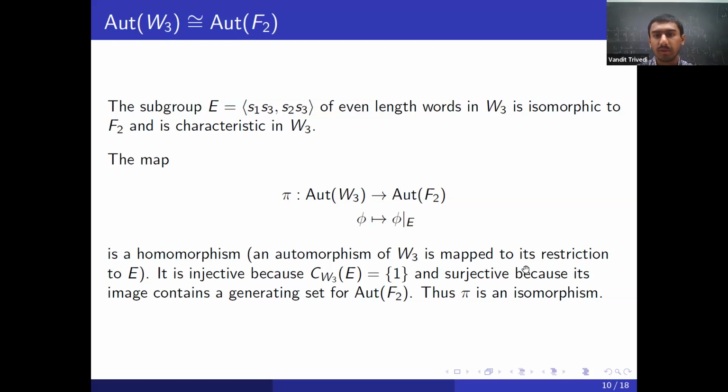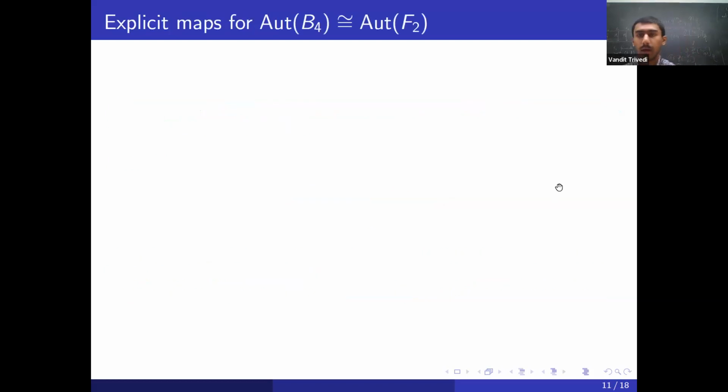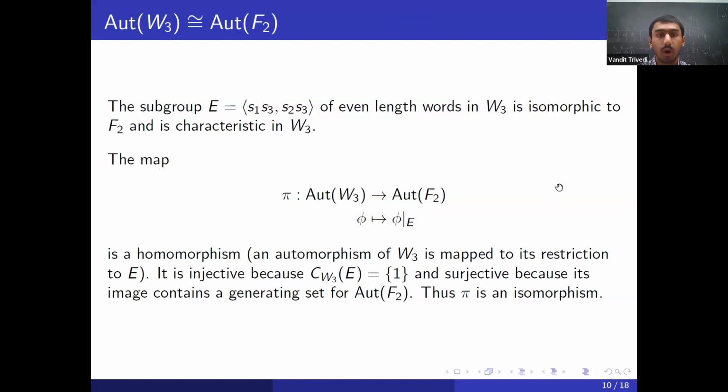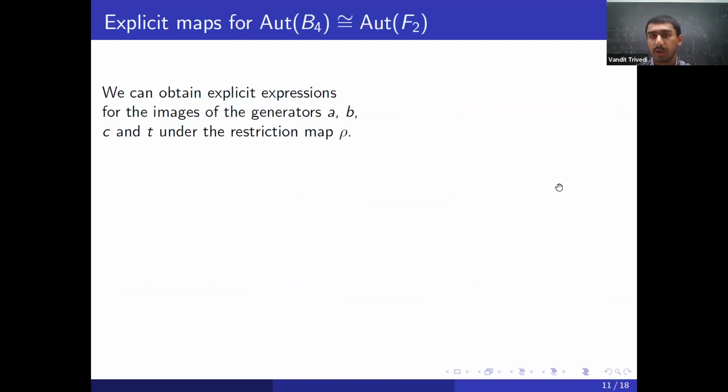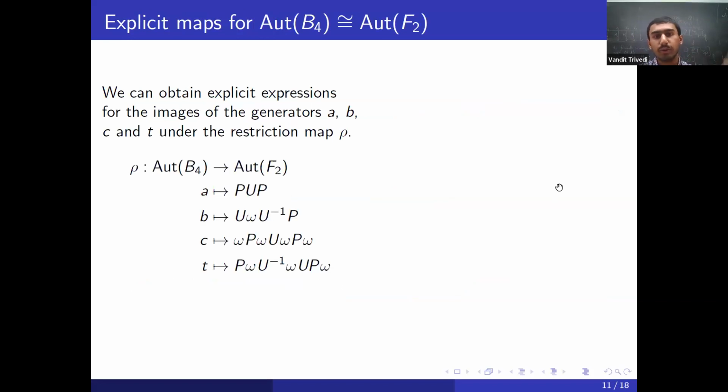But as I said, it can take a bit of work to see that this map is injective, which is why one of the things I did recently was to construct explicit maps both ways. So naturally, the forward direction, we've got what this map is. I can write down the images of the generators under the map rho and under the map pi. So for Aut B4 to Aut F2, a bit of work gives this. Ideally, I would do this in GAP, but this is something that I verified by hand.